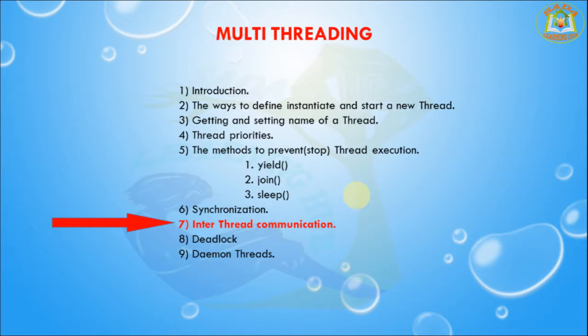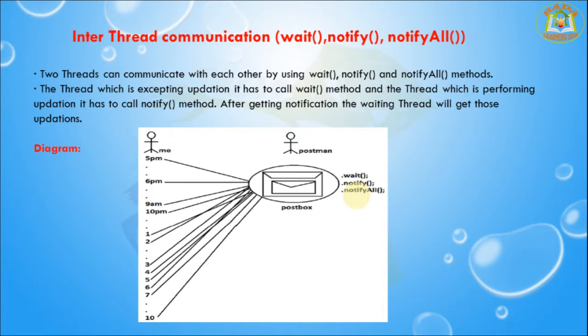Today's session we are going to learn interthread communication in multi-thread programming. Two threads can communicate with each other by using wait method or notify and notify all methods. The thread which is expecting updation has to call the wait method, and the thread which is performing updation has to call the notify method. After getting notification, the waiting thread will get those updates.